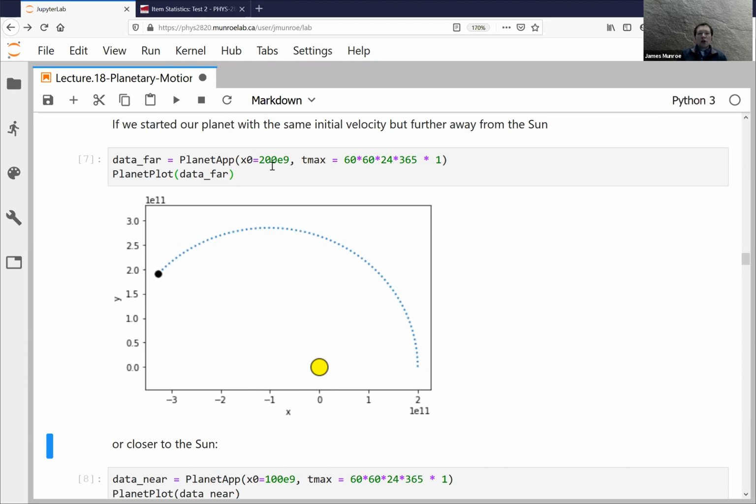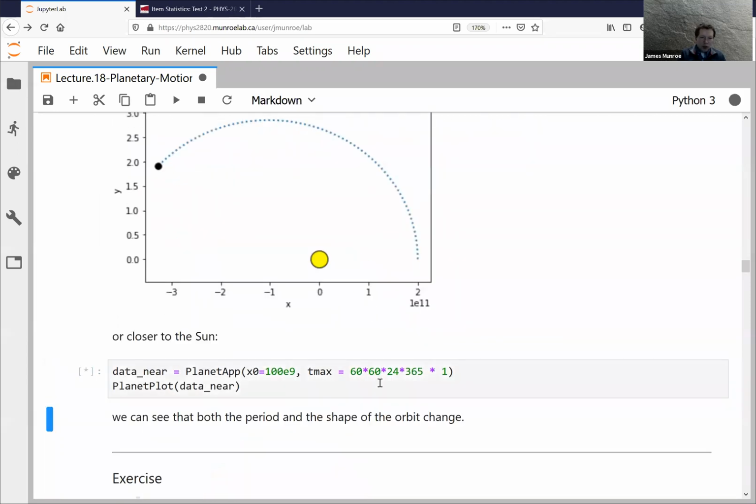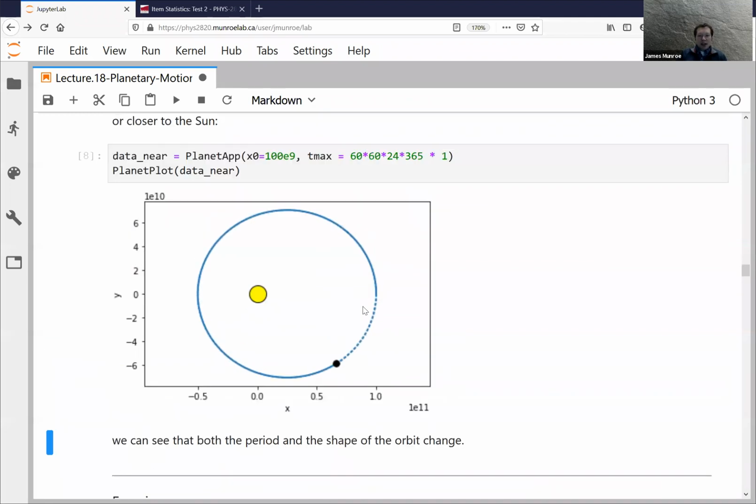If I start my planet not here, but closer, at say 100 billion meters away from the sun, and I run the same simulation, what you see is the planet, which started at 1 times 10 to the 11, or 100 times 10 to the 9, has gone all the way around, and then goes all the way around again, and it stops right here.